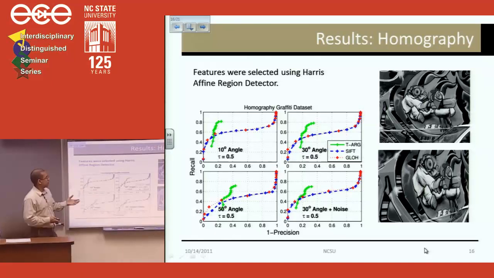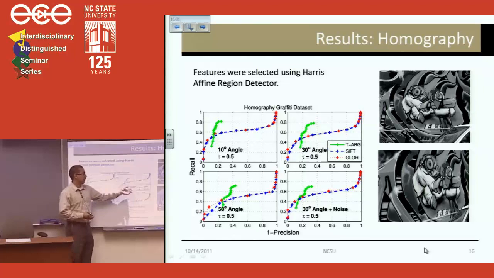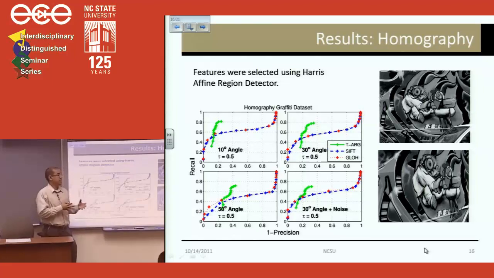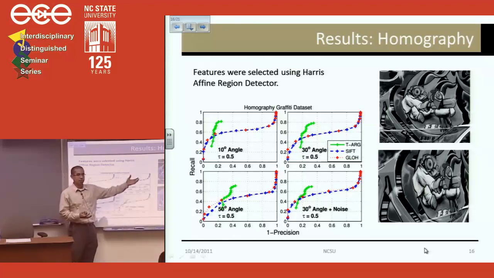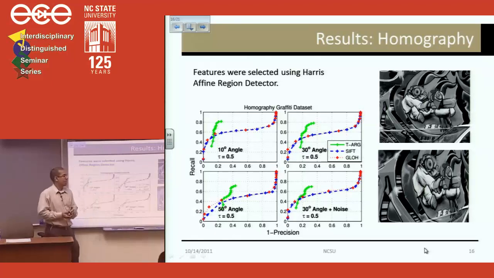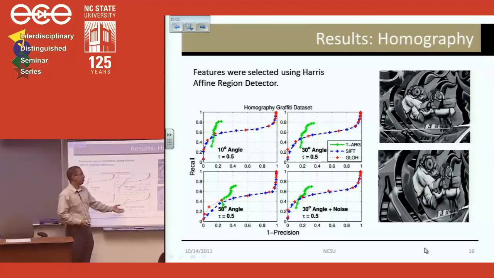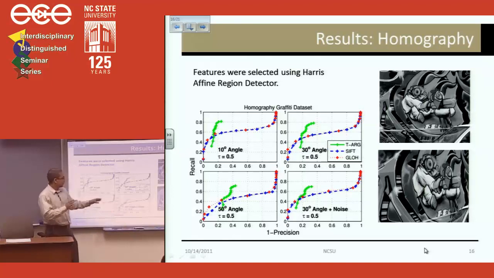And one thing that we notice is that this pre-selection using the Harris affine region detector is an issue, because all of these SIFT and GLOH algorithms are designed to take into account the fact that everything you're doing is essentially an affine transformation. So it's kind of like giving them an unfair advantage. So we do feel a little bit at a disadvantage, but we didn't have anything better to do. So at least for now, maybe in the journal version, it'll be a different idea. But yeah, essentially that.